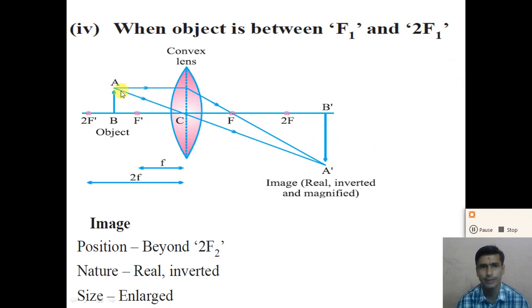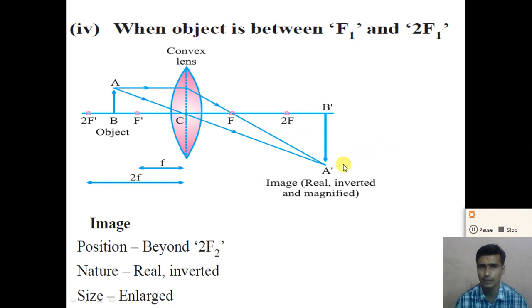The first ray we consider is a ray parallel to the principal axis. After refraction, it will pass through the principal focus. And the second ray we consider is the ray emerging from point A and passing through the optical center O; it will emerge without deviation. So at this point A dash, the image of point A will be formed, beyond 2F, beyond the center of curvature.